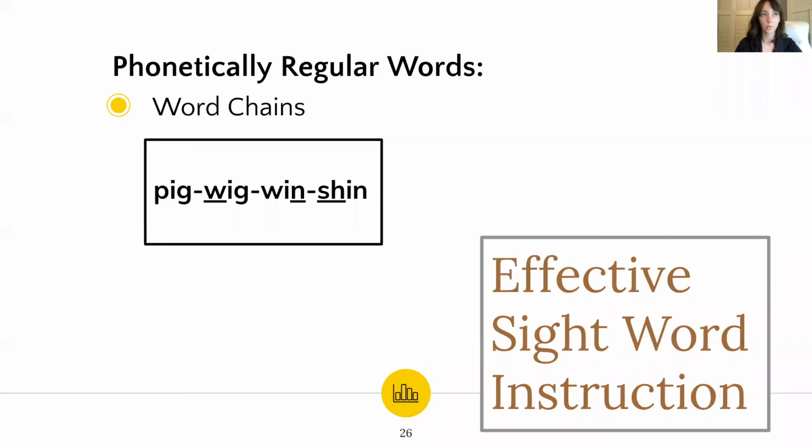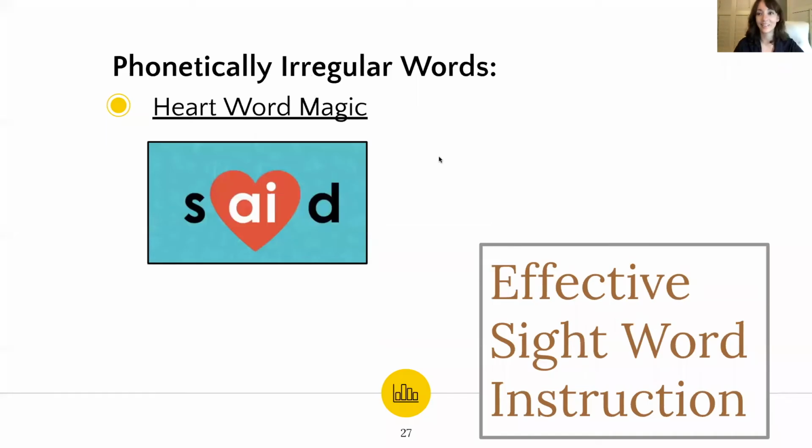That is word chains. So you might be thinking to yourself, okay, but you're just showing me more phonics for regular words. What about all the rest of the 50% of the words that aren't regular all the way through? So those two activities work really well with that 50% of words that we talked about that are phonetically regular all the way through. For phonetically irregular words, you can use heart word magic.